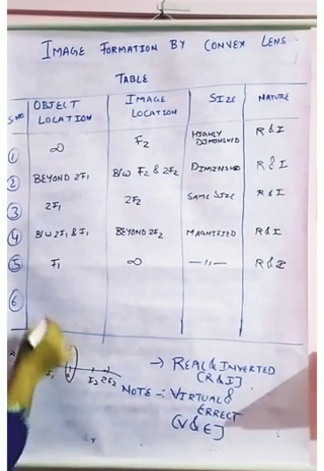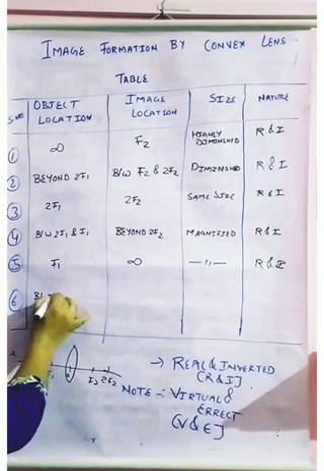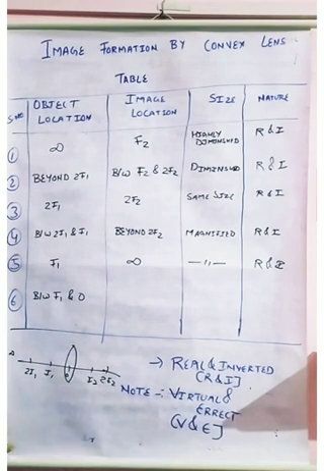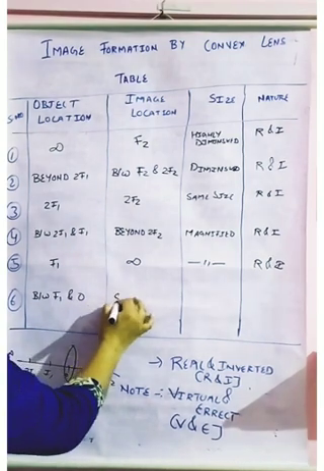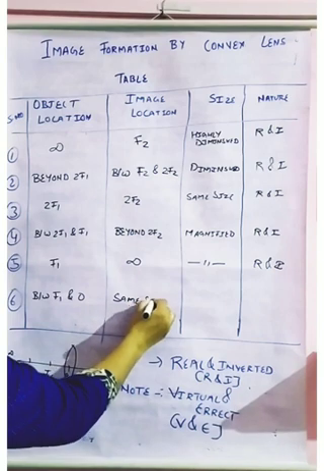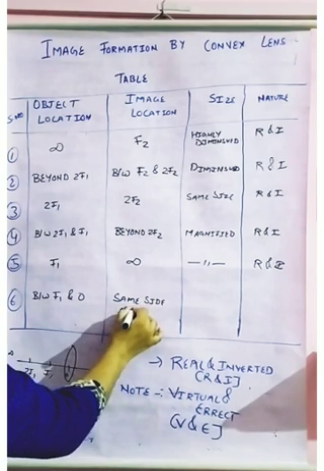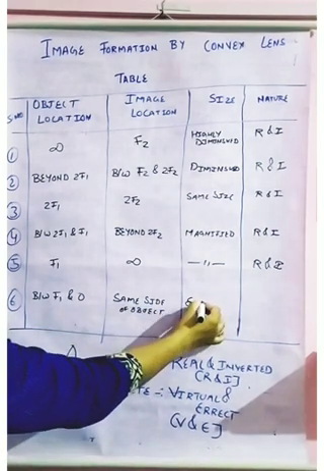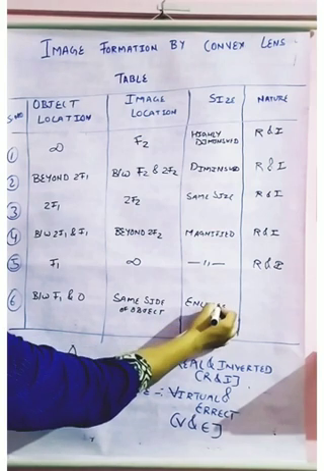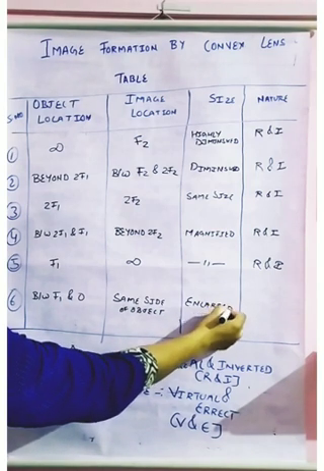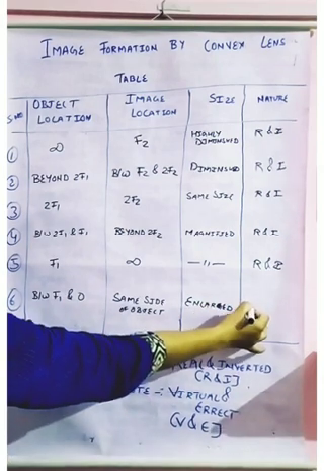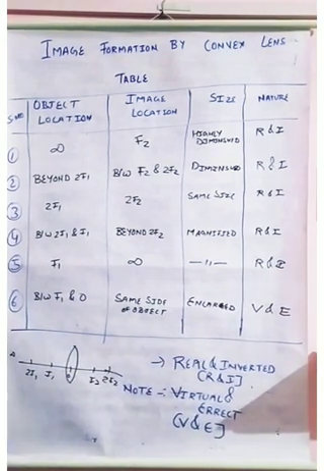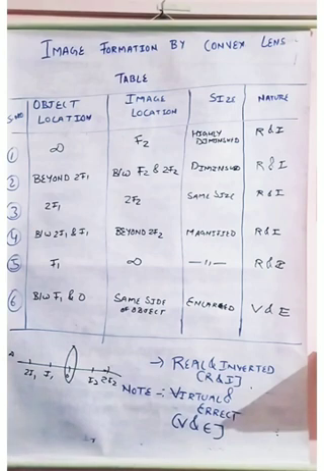Now the last case, when the object is kept between f1 and O. Where will the image form? The image will form on the same side of the object. And here it will be enlarged, or we can say magnified. The nature will be virtual and erect. This is the special case which you have to keep in mind. So this is the summary which we have done of all the previous 6 cases.